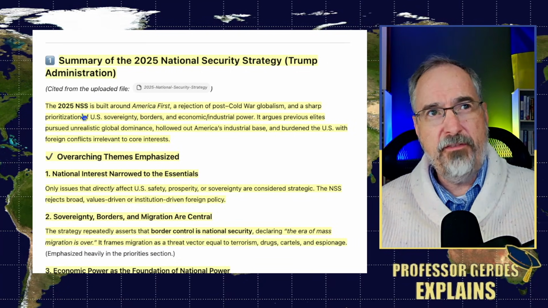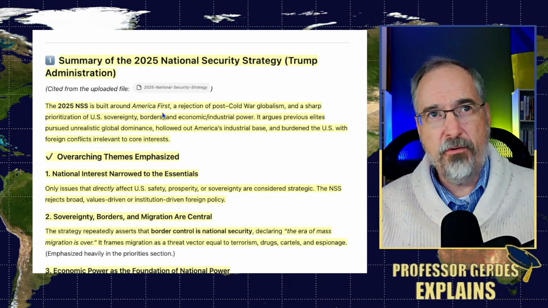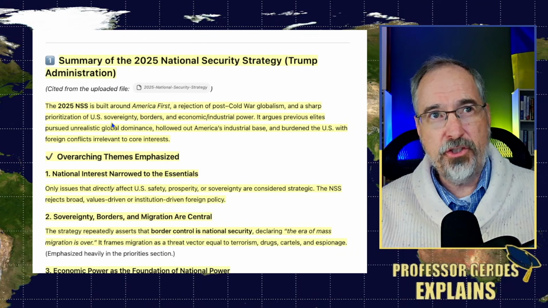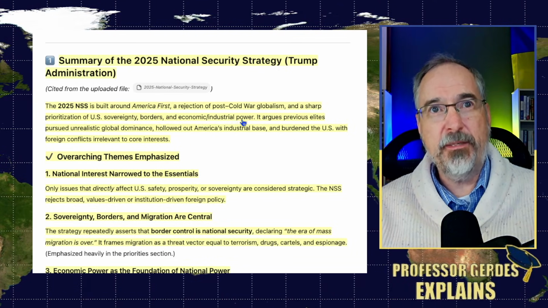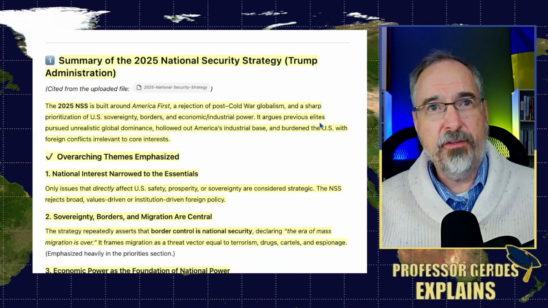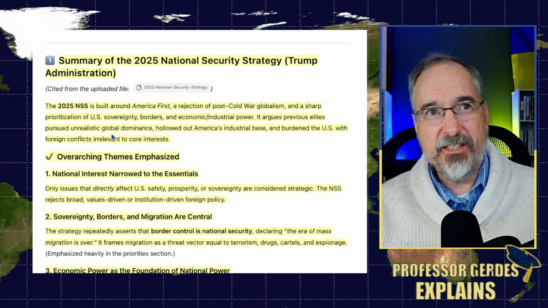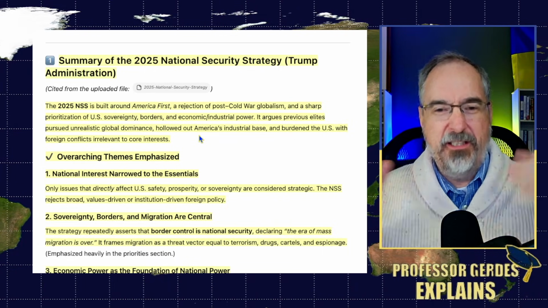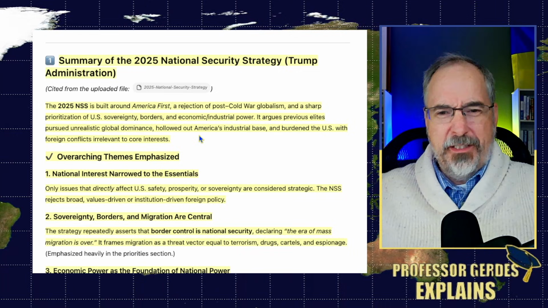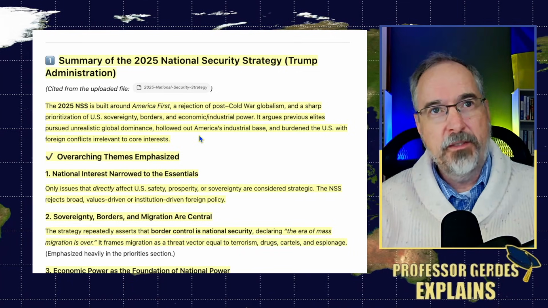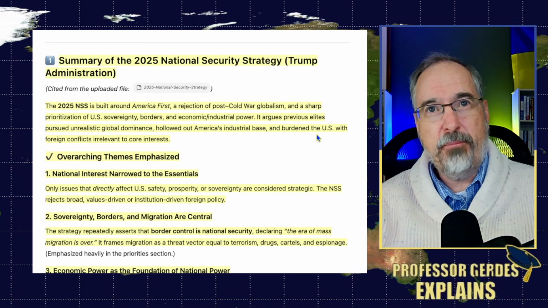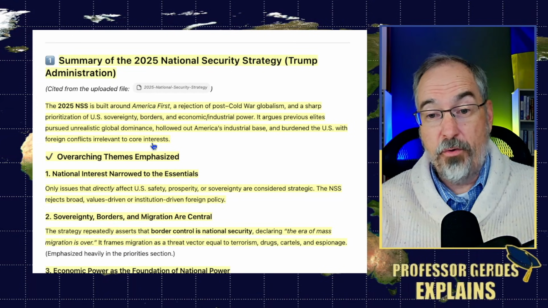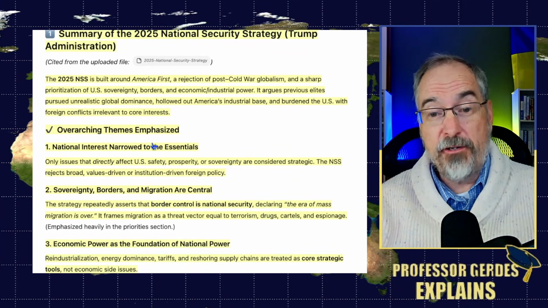Okay, the 2025 national security strategy is built around America First, a rejection of post-Cold War globalism, sharp prioritization of U.S. sovereignty, borders, economic, industrial power. It argues previous elites pursued unrealistic global dominance, hollowed out. Now that's kind of a MAGA thing. Like they're talking about the elites, the swamp, the global elite are trying to do these things. Okay, hollowed out America's industrial base and burdened the U.S. with foreign conflicts irrelevant to the core interests. Okay, so that's a change right there.